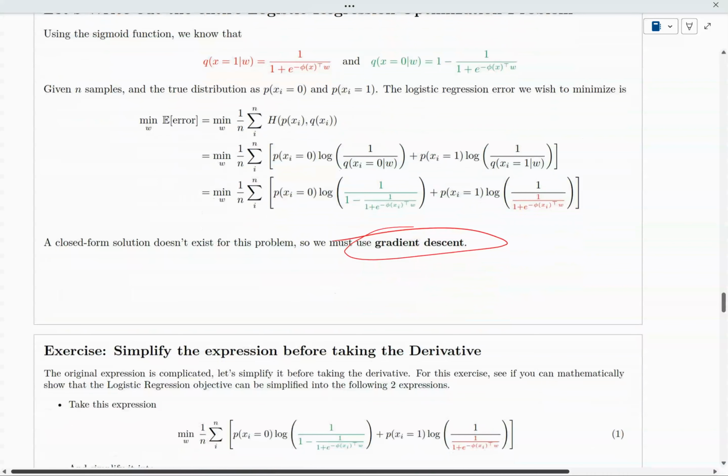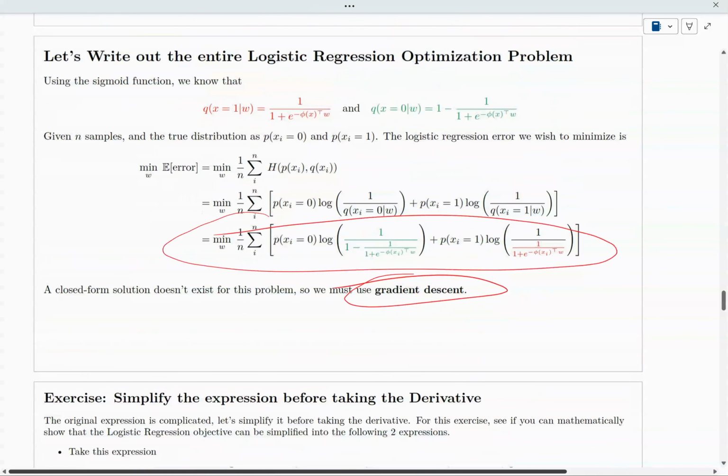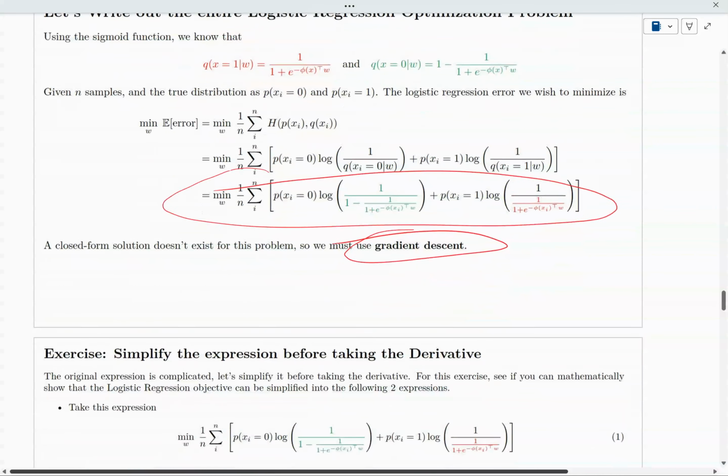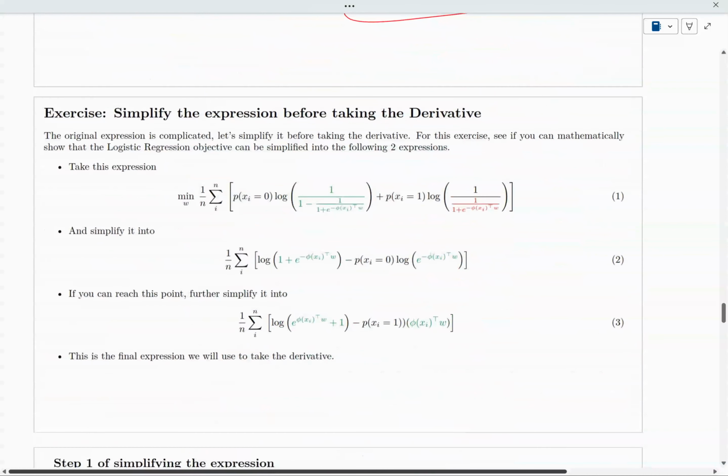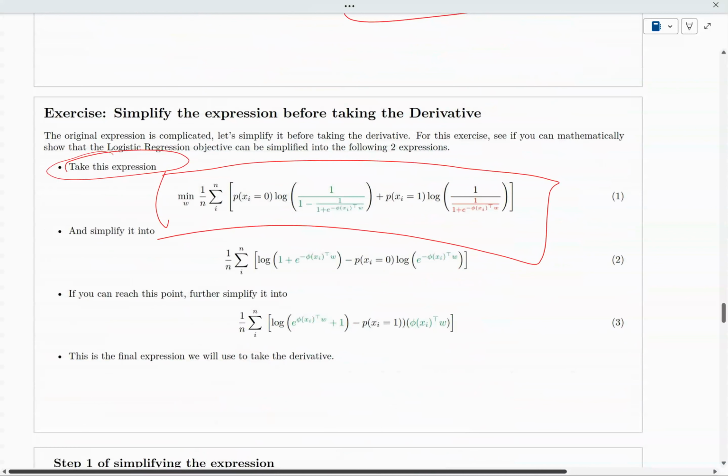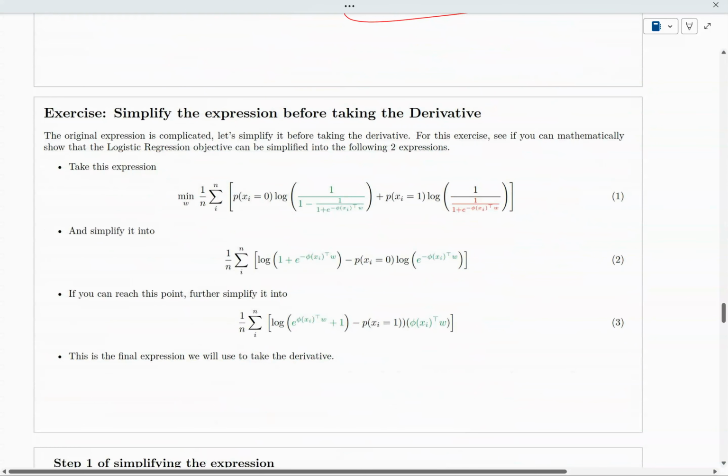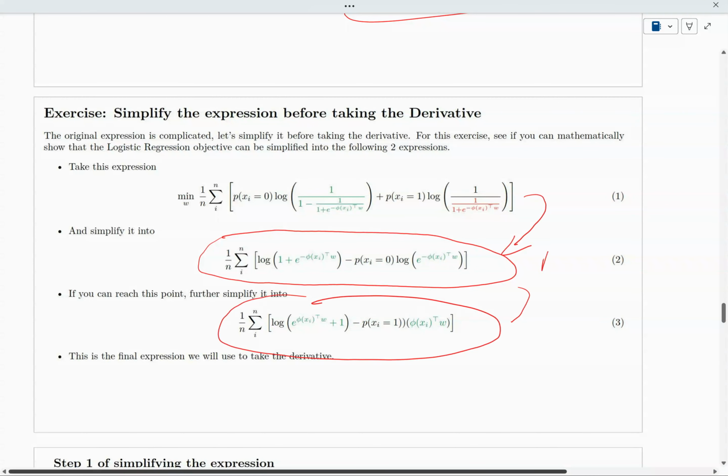Now, to do this, you want to take the derivative. First, you need to simplify. So for your next exercise, this is the expression we just have, and what you want to do is simplify it. For this exercise, you want to see if you can simplify into this. Pause the video, take a couple of moments. Once you can reach step 1, you want to simplify further into step 2.